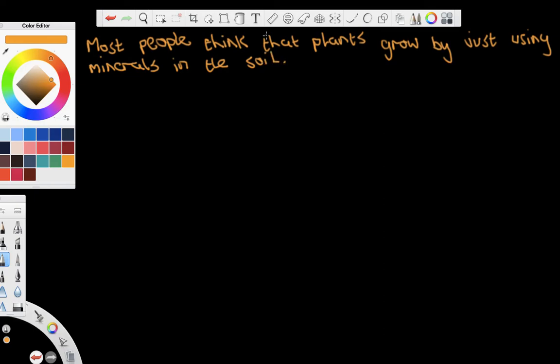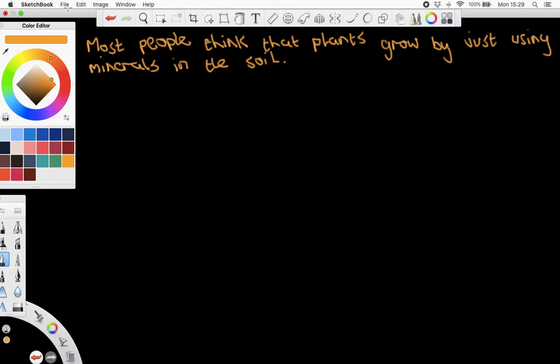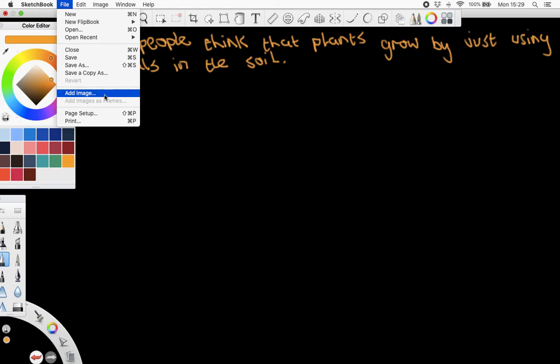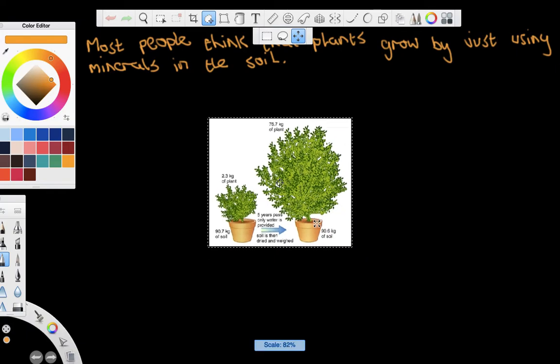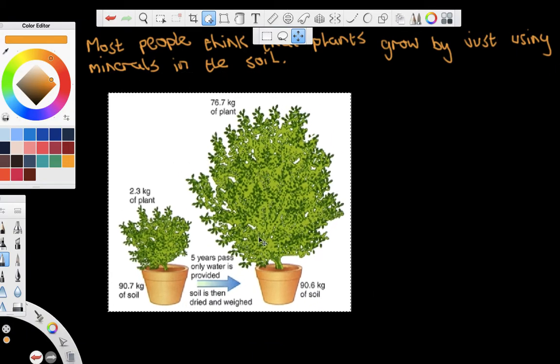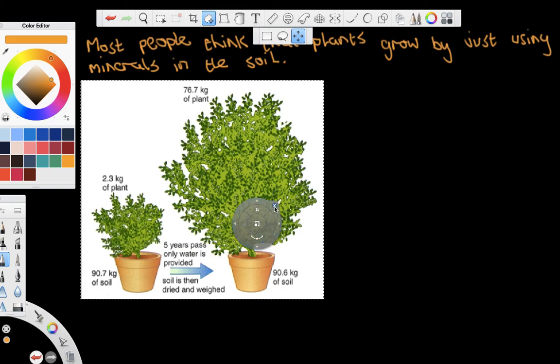And this is where we can use one of the images that is found on the PowerPoint that I have prepared for you. And it's the result of someone called Van Helmont's experiment. Okay, this is on the PowerPoint, but I am going to put it here as well so we can look at it. What Van Helmont did was he took a plant and he weighed it. And he placed that plant in a set weight of soil.